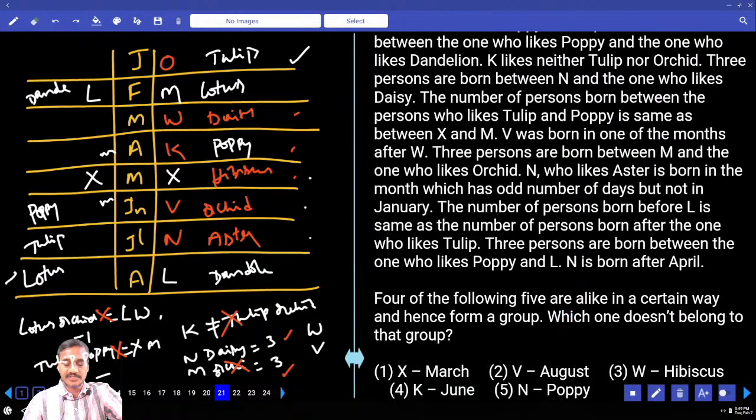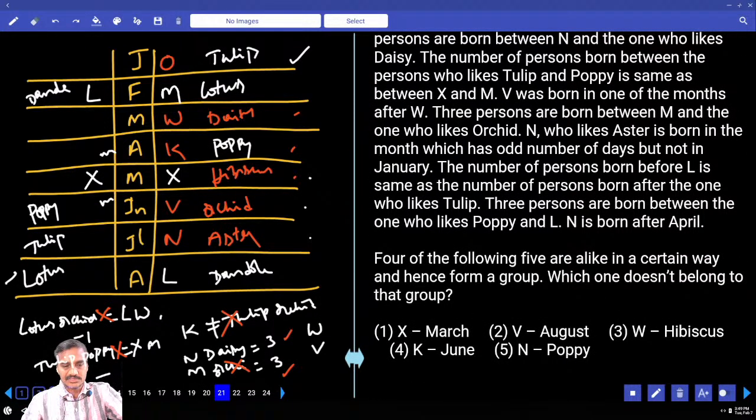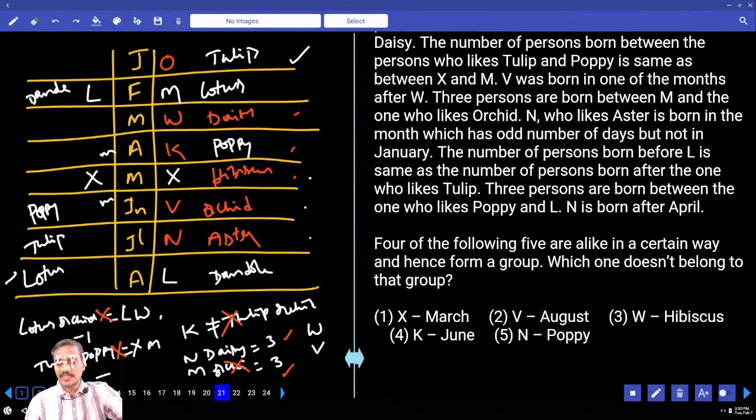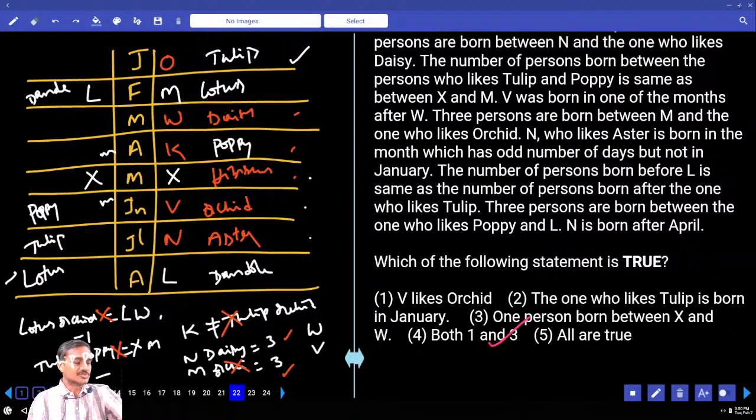Then 21st, which of the following is the odd one out. X and March. X and March, X is born 2 months after this March. V and August, V born 2 months after August. And W and hibiscus, W is born 2 months before this hibiscus. And K and June, K is born 2 months before. N and Poppy. N and Poppy, how many are there? N and Poppy, the difference is 2, isn't it? Now in between there are 2 months, hence choice 5 is the odd one. It must be choice 5.